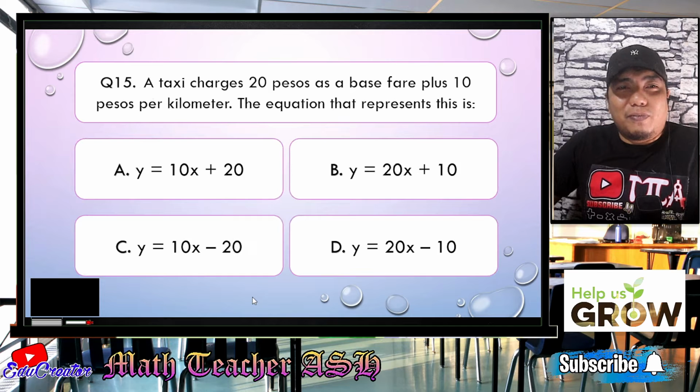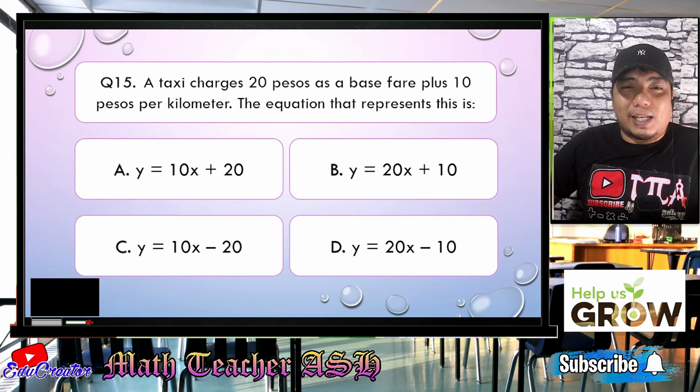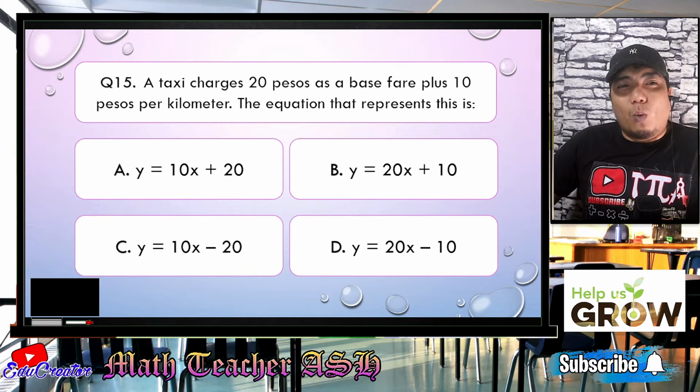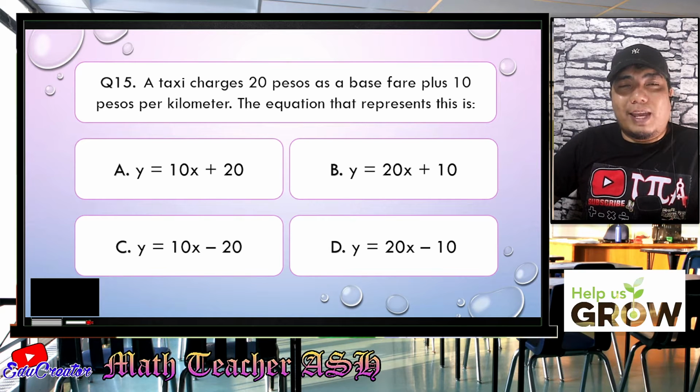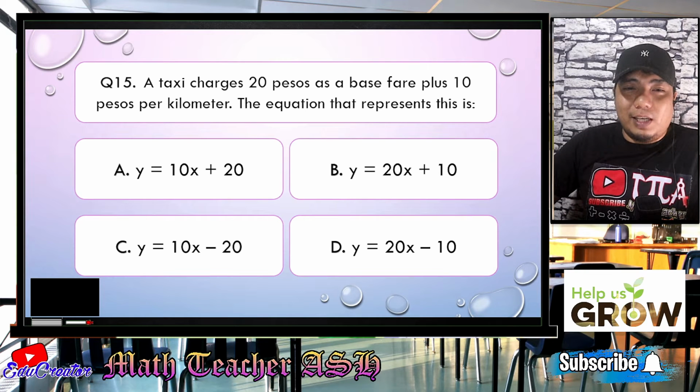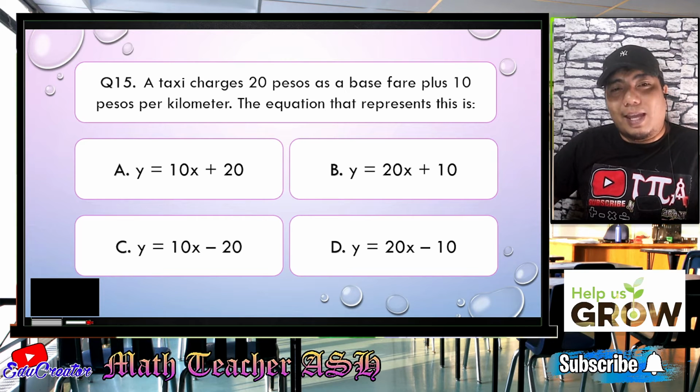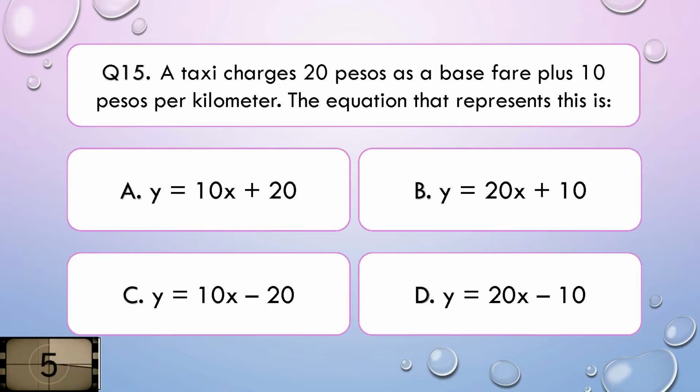Question number 15. A taxi charges 20 pesos as a base fare plus 10 pesos per kilometer. The equation that represents this is letter A, y is equal to 10x plus 20. B, y is equal to 20x plus 10, C, y is equal to 10x minus 20, or D, y is equal to 20x minus 10. I'll give you 5 seconds to think about your answer.